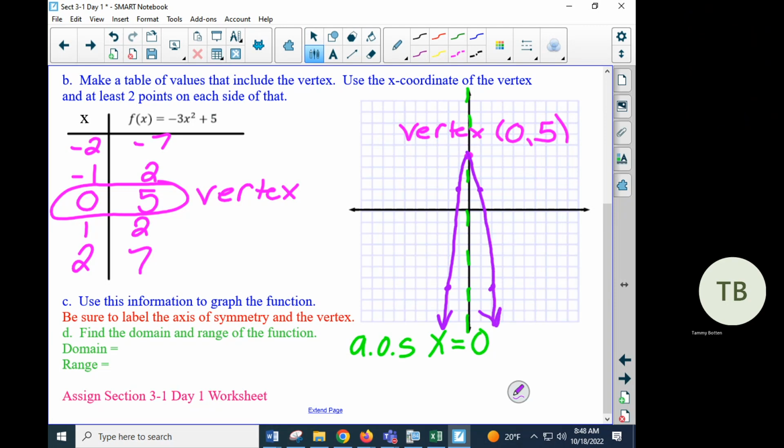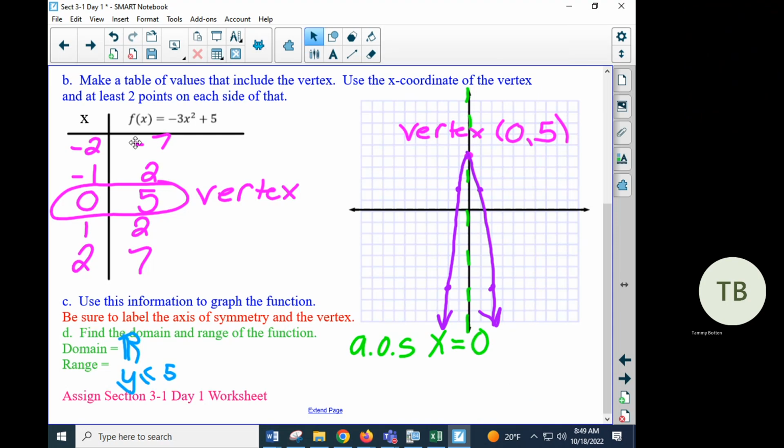Okay. Then the last thing I have to do is just my domain and range. So my domain is all real numbers. What do you think my range is going to be? Y is less than or equal to 5.